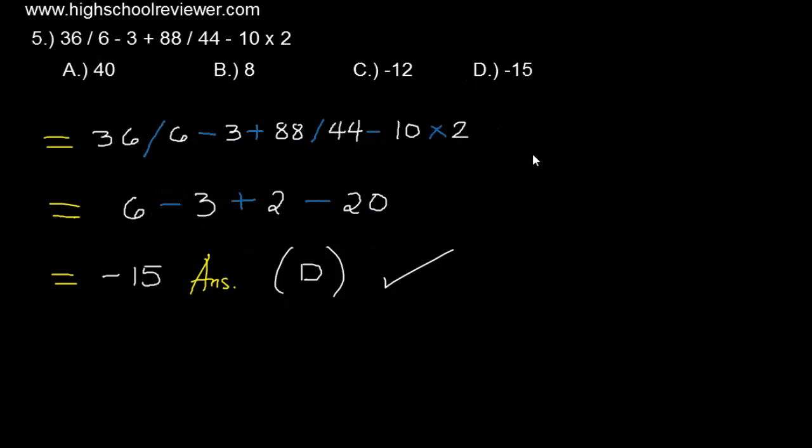And for the last one, number 5, we have 36 divided by 6 minus 3 plus 88 divided by 44 minus 10 times 2. And again, PEMDAS, but there are no parentheses and exponents here, so we will perform multiplication and division from left to right first, followed by addition and subtraction from left to right. Our final answer is negative 15, and this is letter D.